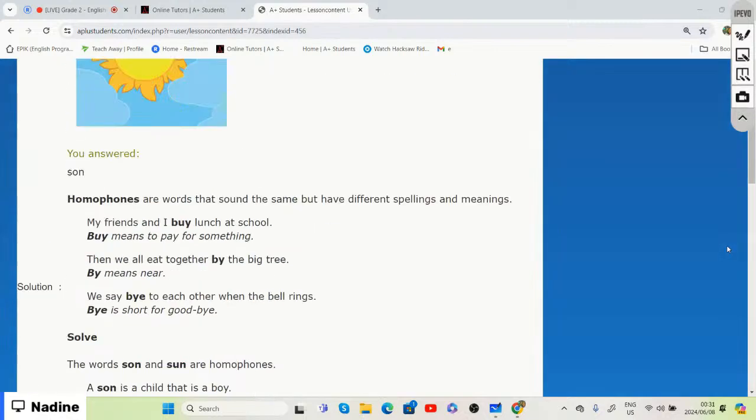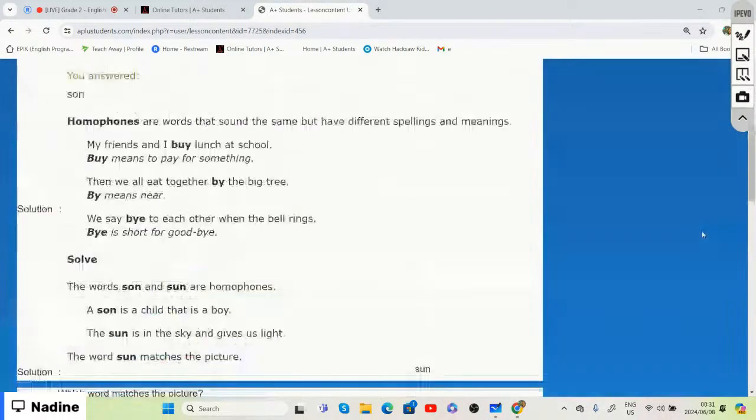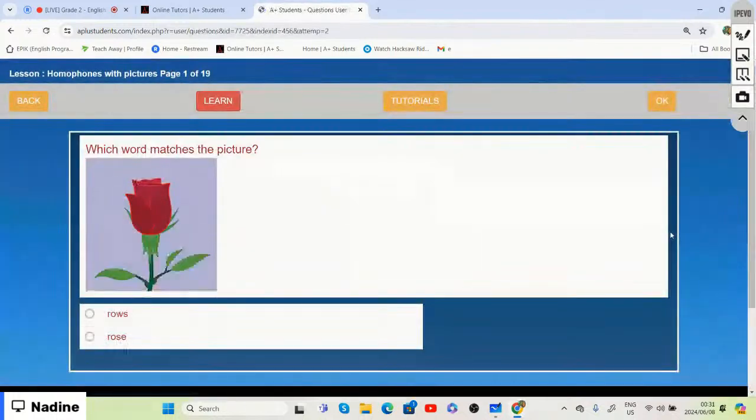All right, so now let's go to our test. If we look at this word in front of us, it says which word matches the picture.